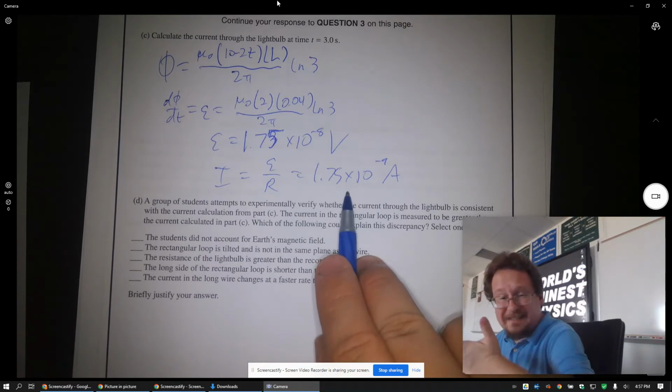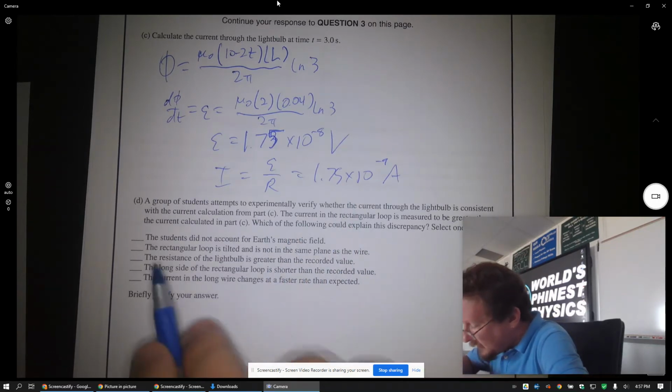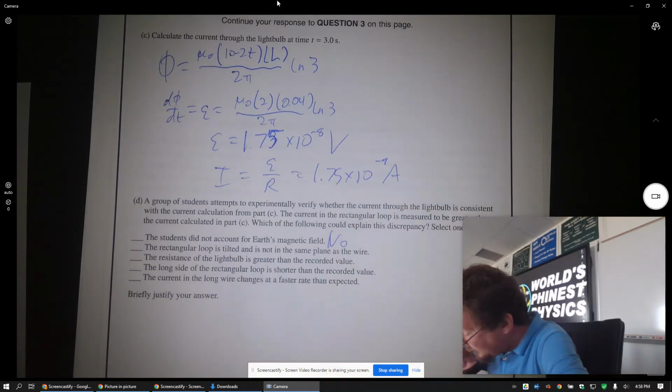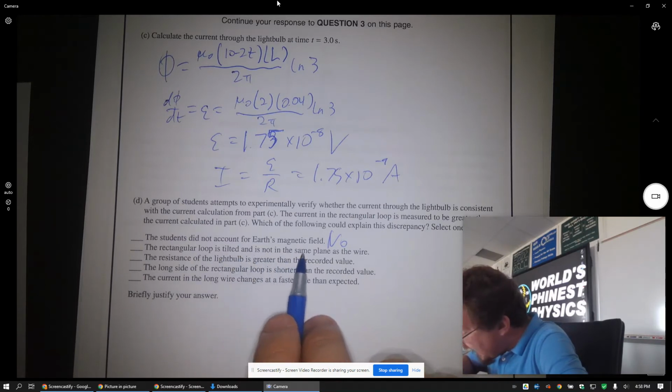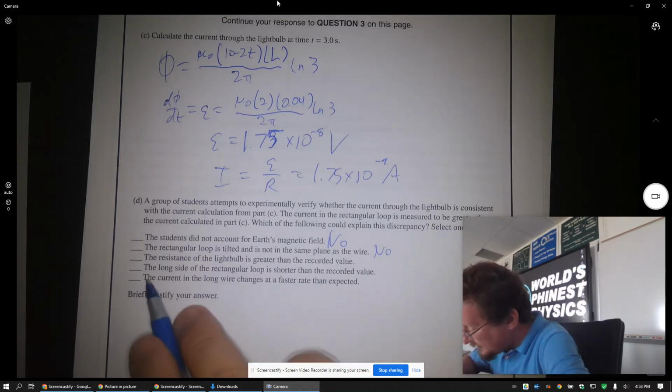Anything's bigger. The current when I sneeze is greater than this. Okay, which of the following could explain this discrepancy? The students did not account for Earth's magnetic field. No, because Earth's magnetic field is constant. Wouldn't have done anything. The rectangular loop is tilted and is not in the same plane as the wire. Well, that's a no because that would result in less flux, less delta flux.